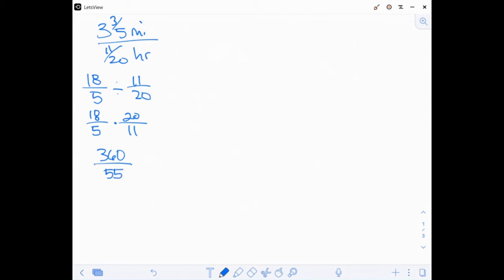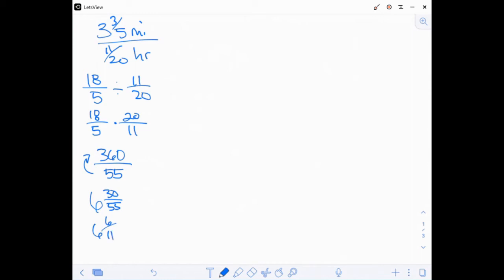I'm going to turn my answer back into a mixed number. So 55 goes into 360 6 times with the remainder of 30. Okay, so I have 6 and 30 55ths. I want to simplify this 30 55ths number, so we're going to simplify it to 6 elevenths. I'm factoring out a 5, so I get 6 and 6 elevenths.